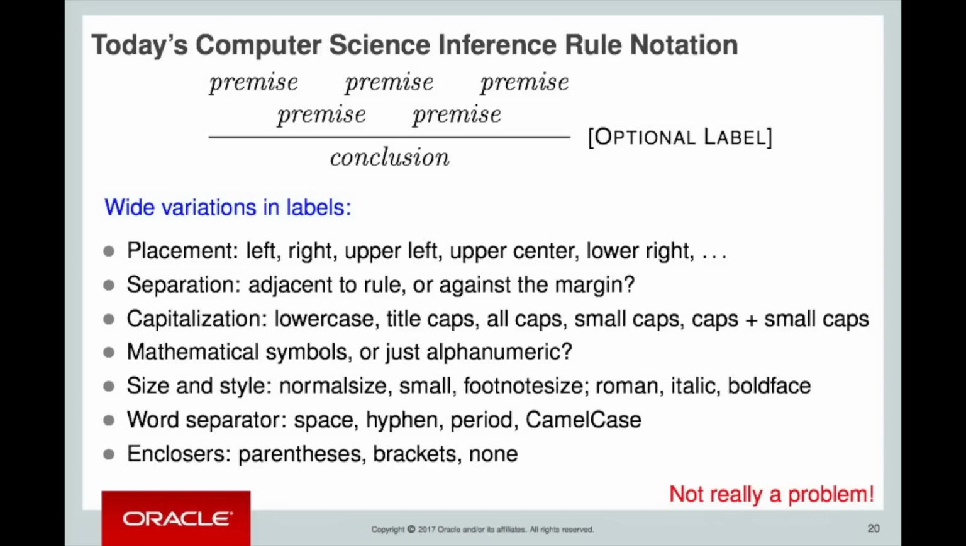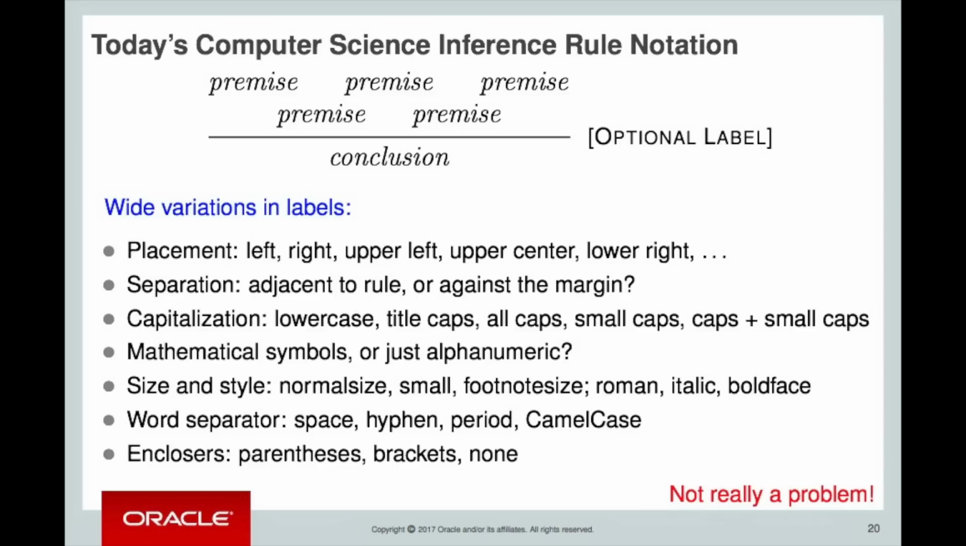The other thing I noticed, there was a huge variation in the format of the labels. Sometimes the label's on the right, sometimes on the left, top center, top right, lower right, wherever you want. It might be right adjacent to the rule, it might be stuck out in the margin, it might be capitalized, title caps, all caps, small caps. Some labels are alphanumeric, some have mathematical symbols. They come in all sizes and styles of fonts. If it's a multi-word label, the words might be separated by spaces or hyphens or periods, or might be camel case. And the enclosers, there might be parentheses around the rule name or brackets or angle brackets or nothing. I've seen nearly all these variations.